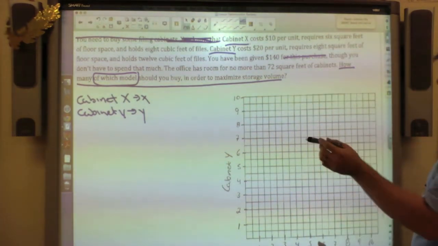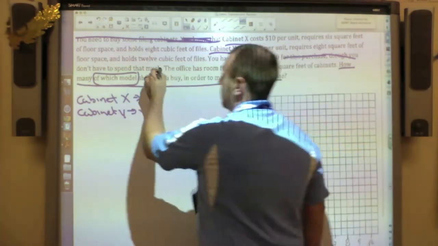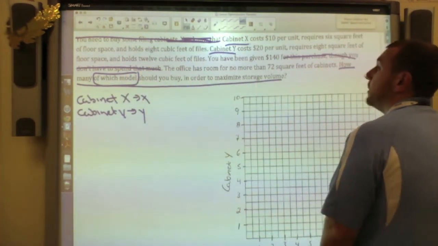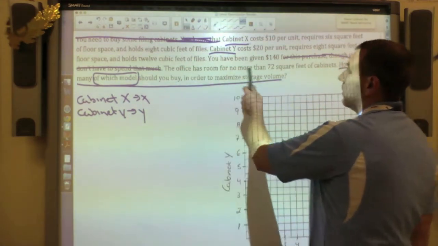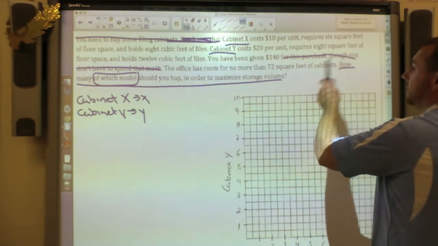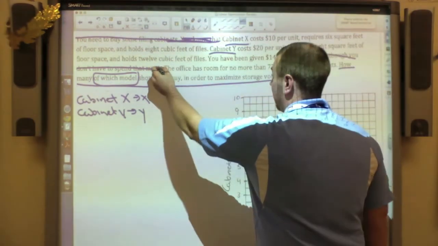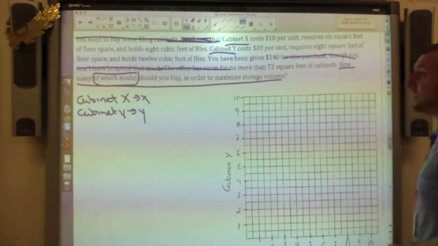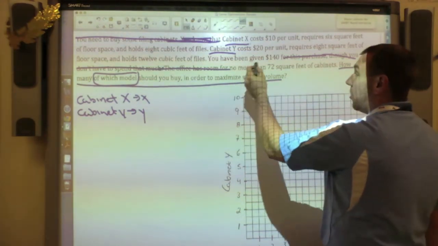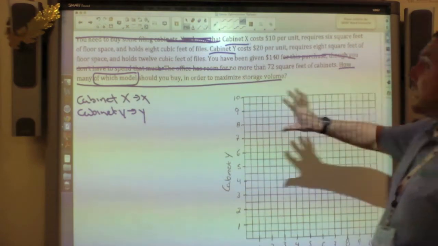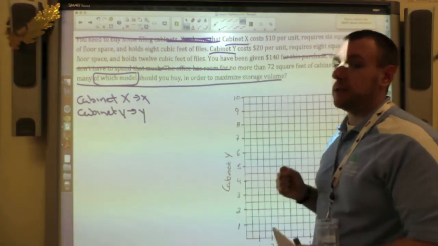Though you don't have to spend that much. I don't care. If someone gives me money, I'm going to spend it all. All right. The office has no more than 72 square feet of cabinets. I don't care where it is. I don't care if it's in the office. Okay? It just cares that it's no more than 72 square feet of cabinets. Okay? And then this entire question is important.